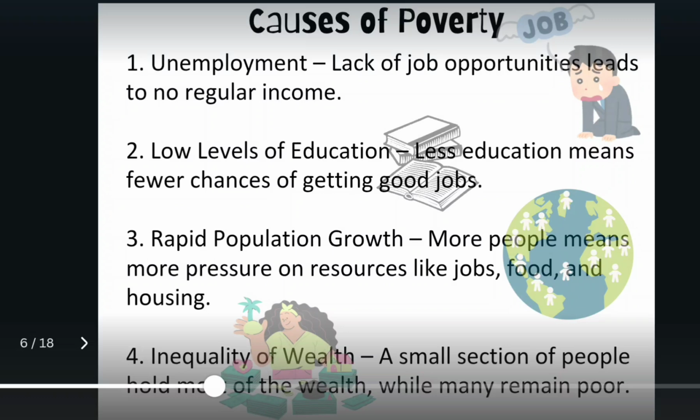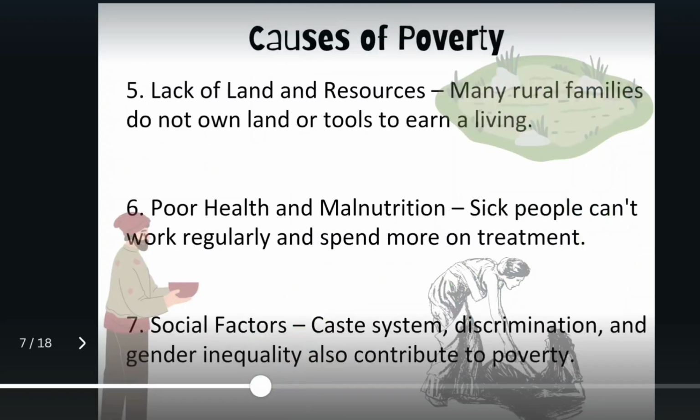Third, rapid population growth. More people means more pressure on resources like jobs, food, and housing. So, as the population is growing day by day, the consumption of all the resources is also growing. Fourth, inequality of wealth. A small section of people hold more of the wealth while many remain poor. Fifth, lack of land and resources. Many rural families do not own land or tools to earn a living.